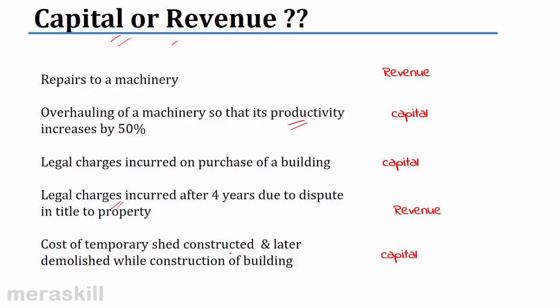Without that shed, I could not have made the building, and this cost of the temporary shed is therefore capitalized. What do you mean by capitalized? It is just added along with the cost of construction of the building. So this building will have a value of all the costs incurred, including the cost of the temporary shed constructed and demolished. Clear?